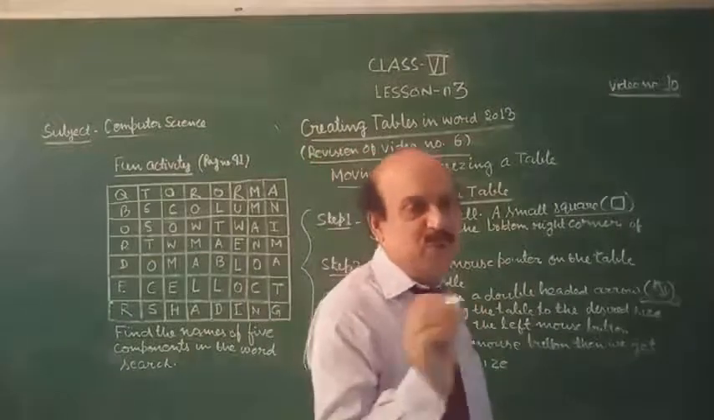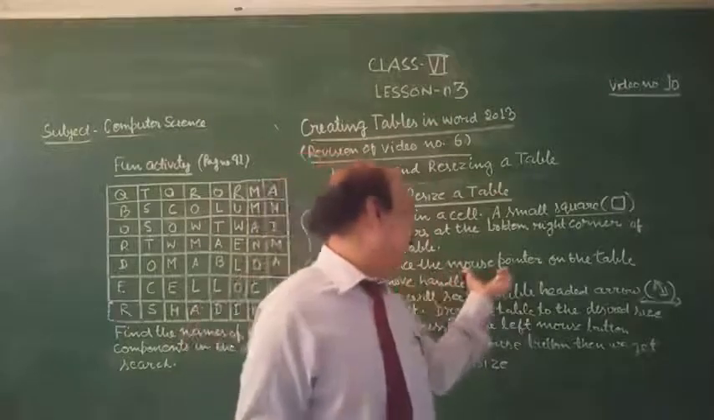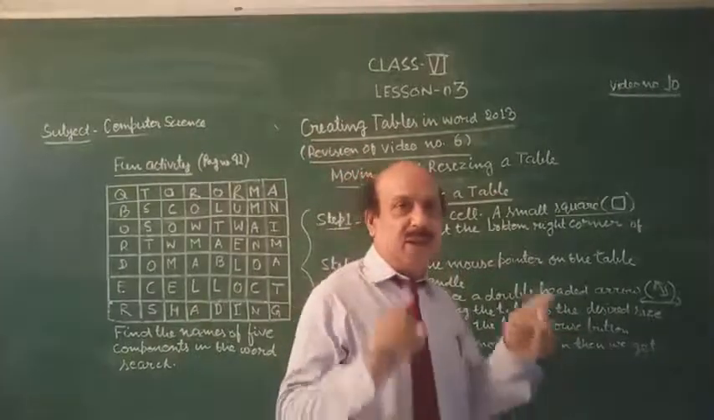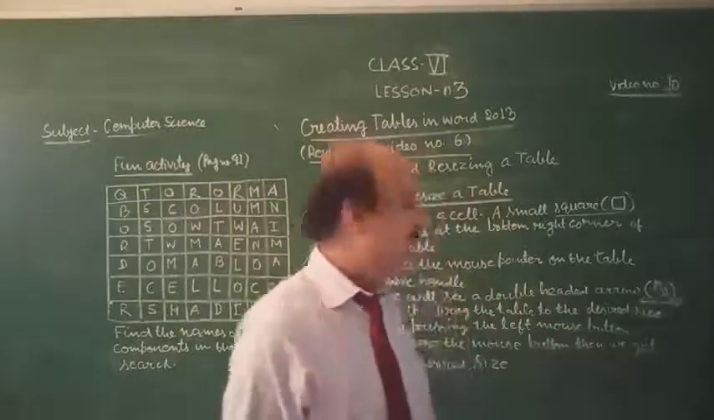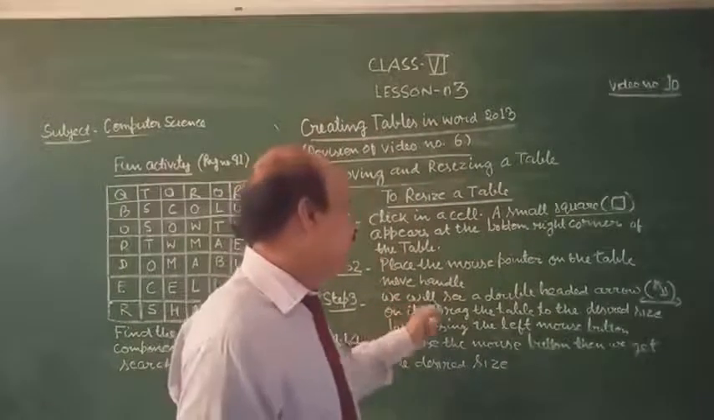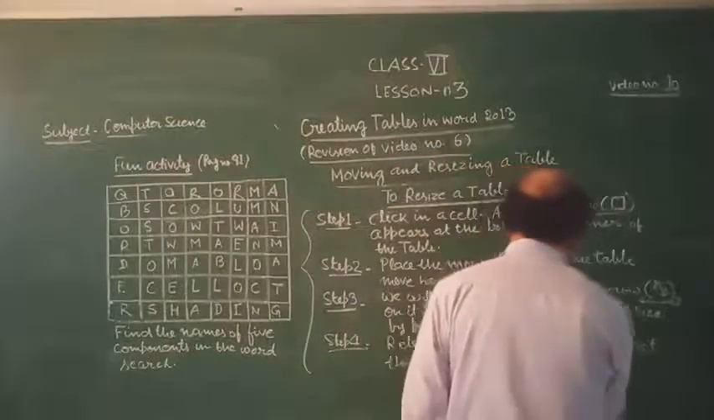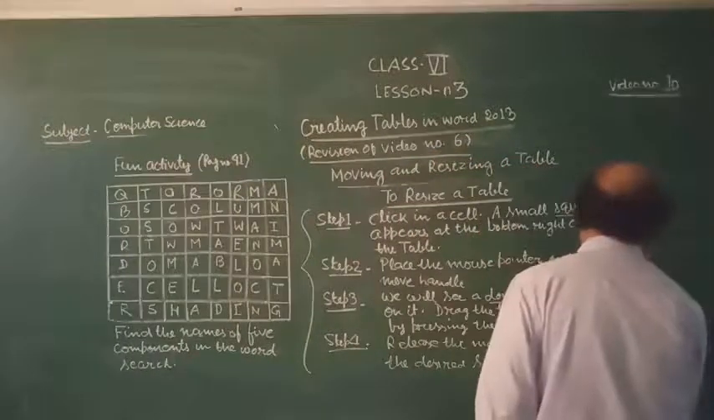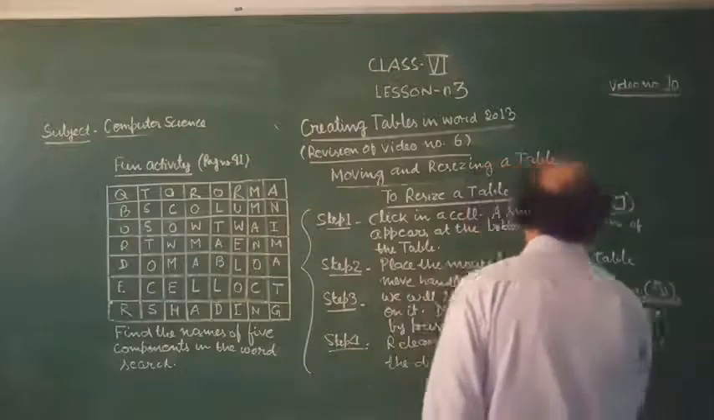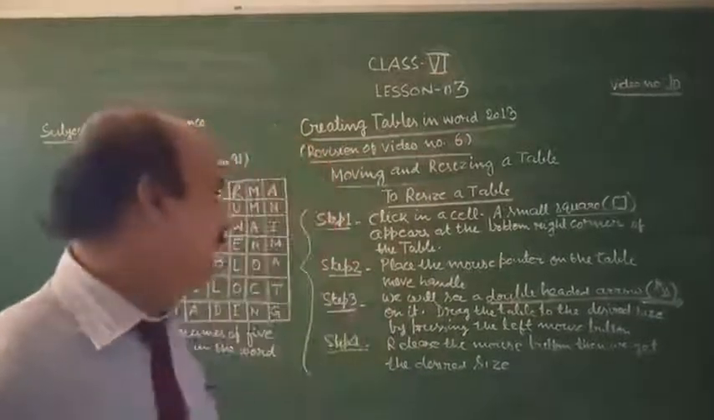So now we have to use the handle. With the help of the move handle, we will place the mouse pointer on the table move handle option. Then you will come to step 3. We will see a double-headed arrow. Yes, this is the double-headed arrow. You can see the double-headed arrow on it.